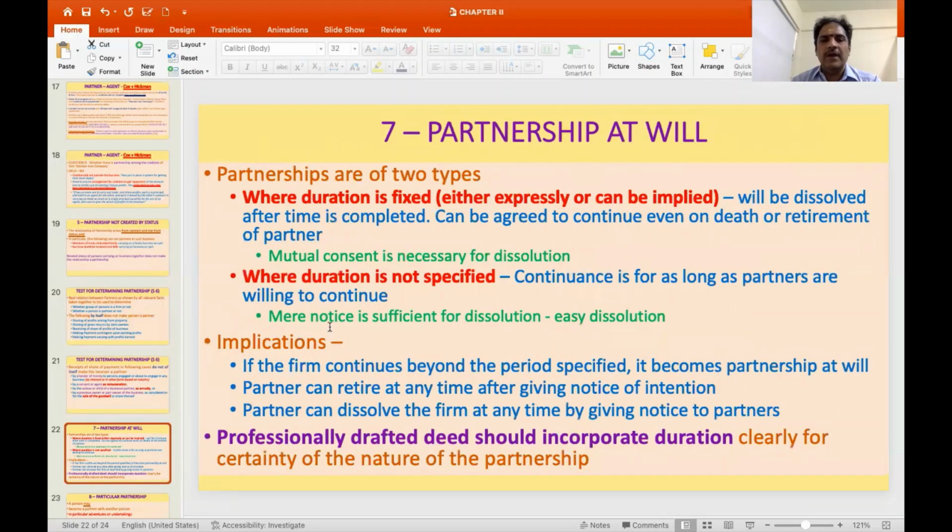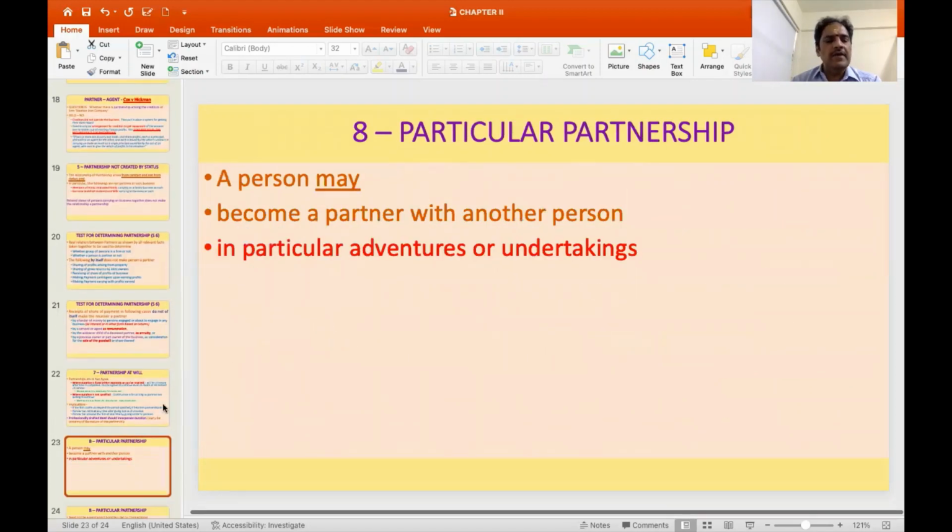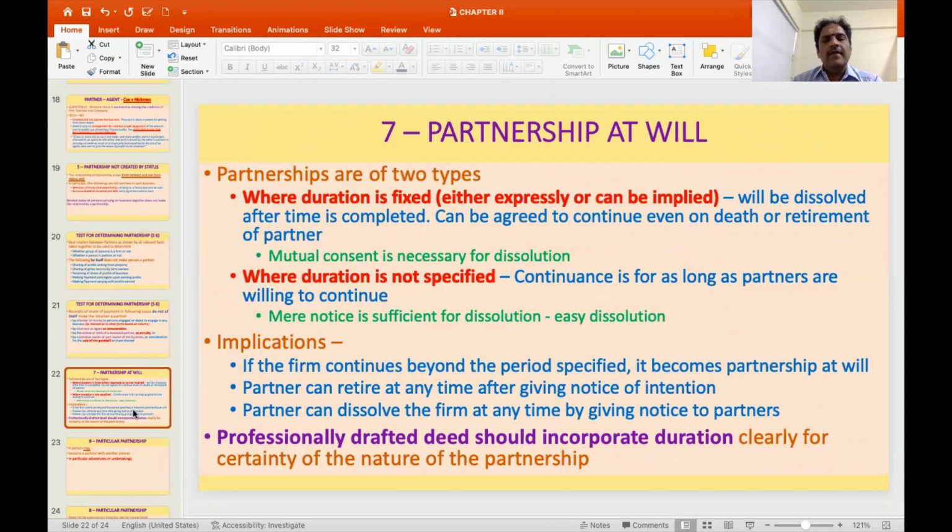Then partnership at will. Partnerships basically are of two types. One, where there is a duration fixed, either expressly or impliedly, and it will be dissolved after the time is completed. And it can be agreed to continue even after the death or retirement of a partner. Then in that case, mutual consent will be necessary for dissolution. So the partnership will be treated to be a continuing partnership. Then where the duration is not specified, it continues for as long as the partners are willing to continue.